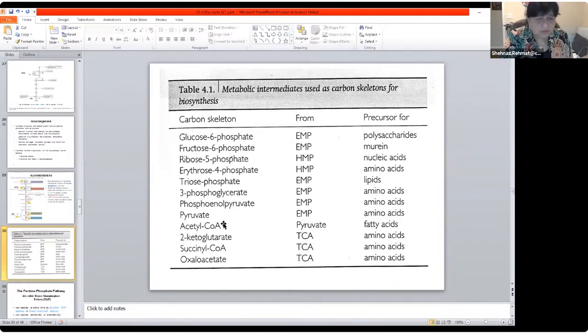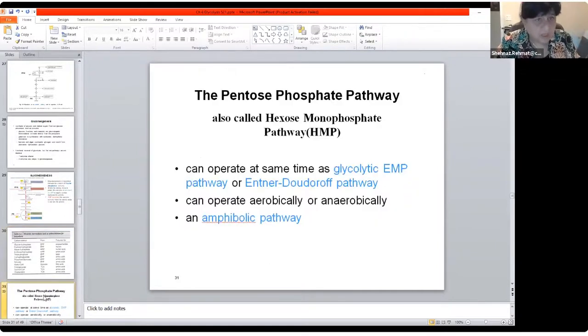So I'm trying to put into your head why these pathways are called central metabolic pathways. Because they generate these intermediates that will be used for the synthesis of a lot of other organic compounds in the cell. We move on to the HMP now, which is also called the pentose phosphate pathway.